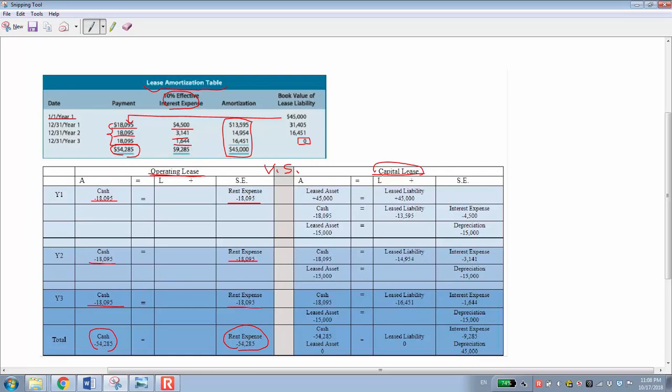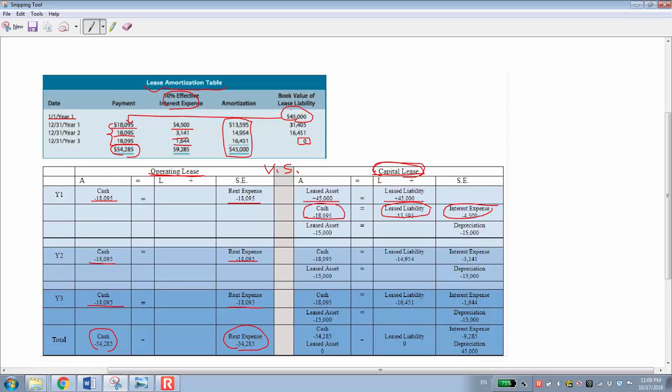The next one is capital lease. Because capital lease considers ownership to be with the lessee, the lessee should recognize the asset because it is considered the owner of the asset, and also the lease liability. And at the end of the first year, the company is going to amortize the lease liability. There is a cash payment, the lease liability is reduced, and we also recognize the interest expense.